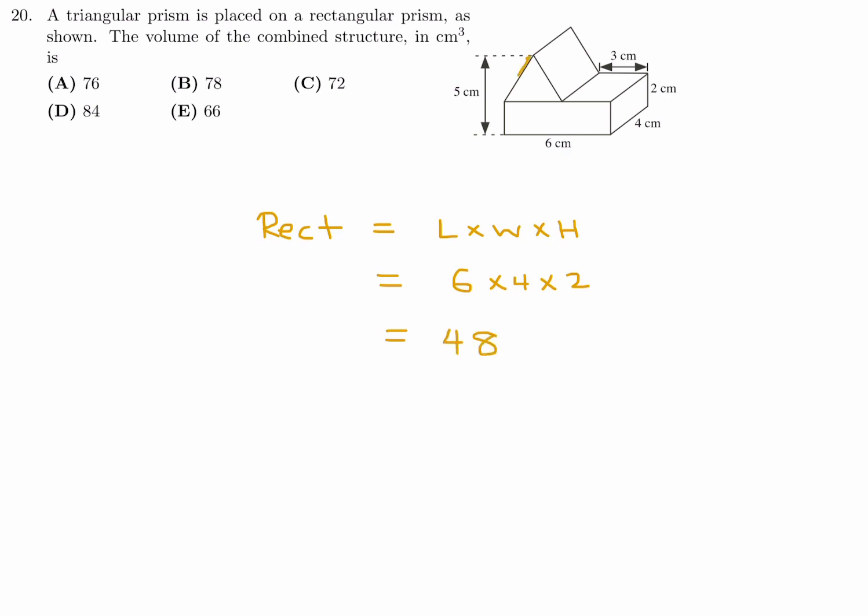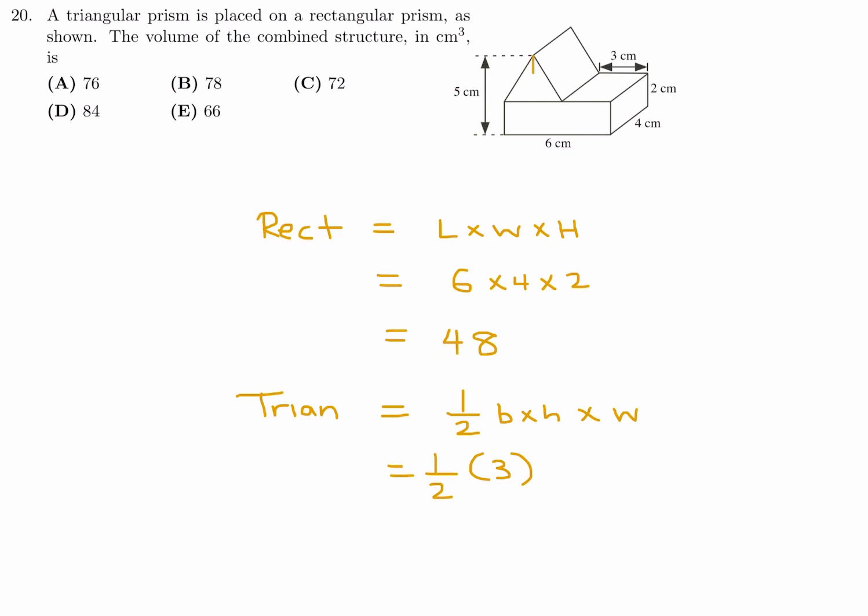Now let's concentrate on this triangular prism right on top. So we have triangular prism now, and that one is going to be the area of the triangle, which is 1/2 base times height, times the width of that structure. So let's see here. Base is from here to here. Now they don't label that, but they do label this whole thing as 6, and they tell me that this is 3. So this must be 6 minus 3. So that means the base is 3.